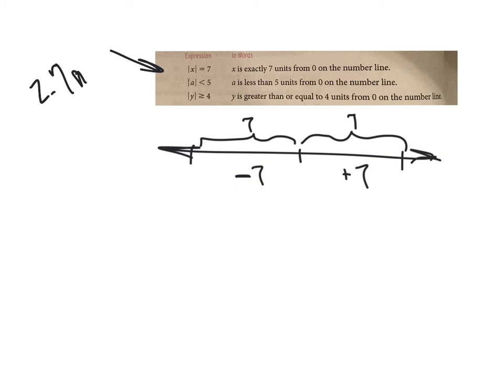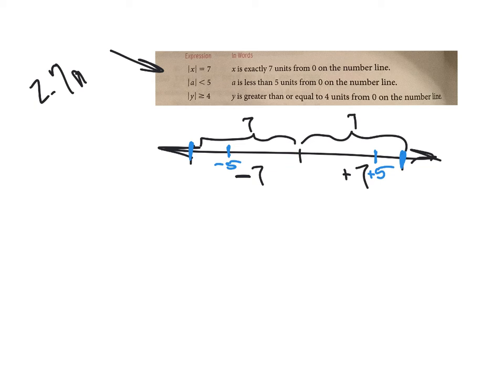Now on this next one, we have exactly the same idea, only we've got inequalities here. This means that a is less than 5 units from 0 on the number line. In the one before, it said that x was exactly 7 units. There's no variance. But on the next one, it says a is less than 5. So if we're here at -5 or here at +5, we don't care what a is as long as it's less than 5 units from 0 on the number line.